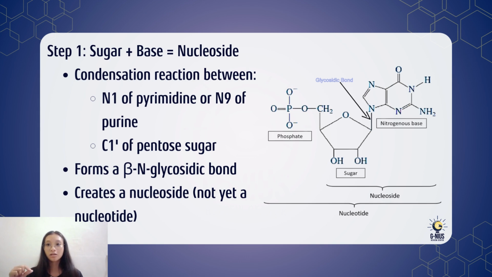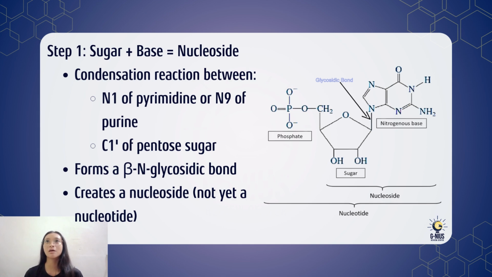This linkage is a condensation reaction. They come together and make a bond called a beta-N-glycosidic bond. This structure is now called a nucleoside. Not quite a nucleotide yet. It's a nucleoside with an S.